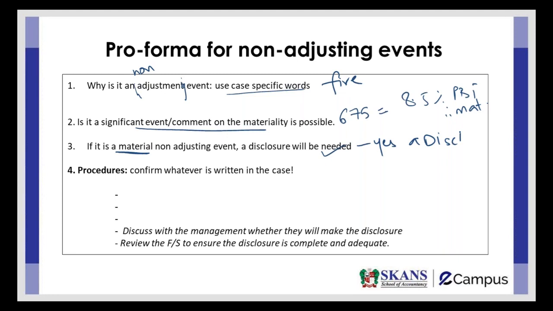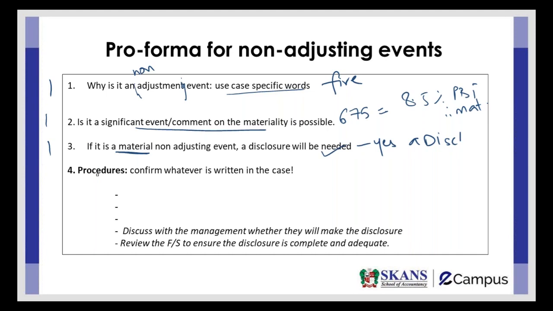So 3 marks for non-adjusting events are basically gained like this. If you could all please stop typing and listen to me for a minute, because this is the only non-adjusting event that we're doing right now. So 1 mark over here, 1 mark over here, 1 mark over here. This is the proforma that you will follow for all non-adjusting events.